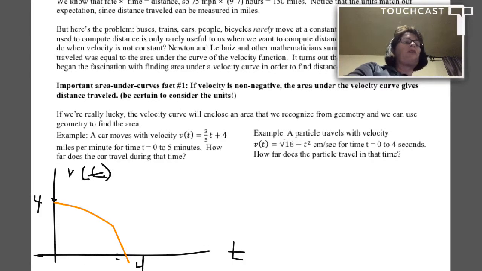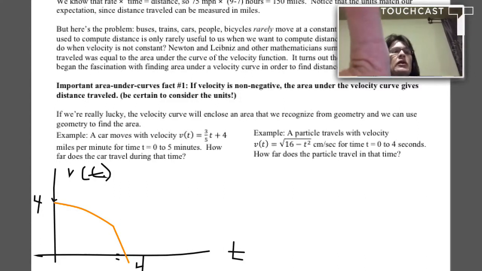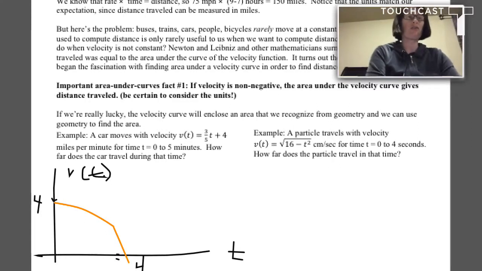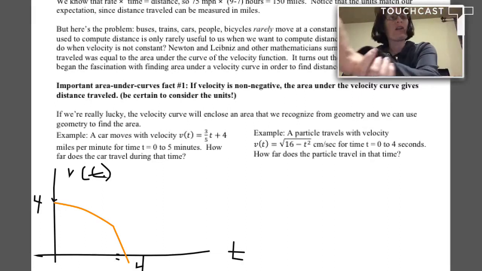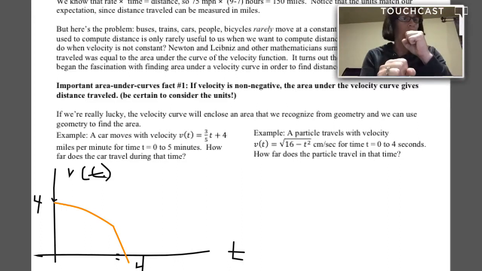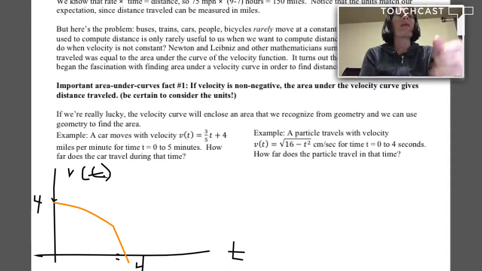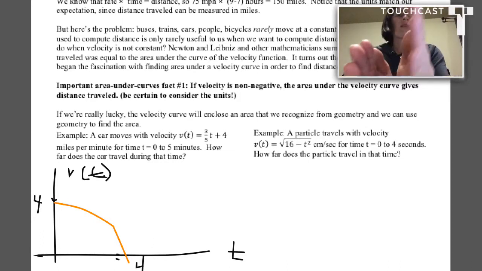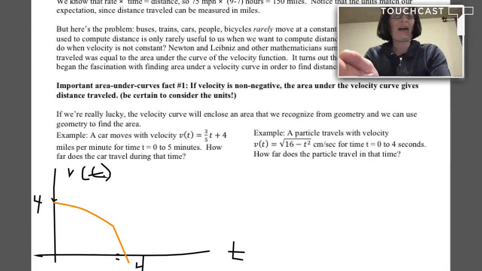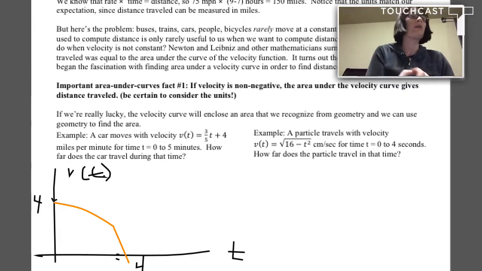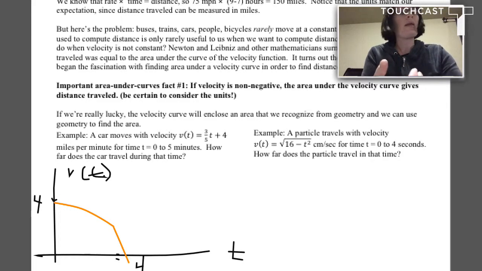We have another example now. What if my velocity is the square root of 16 minus t squared centimeters per second for time 0 to 4? So you could make a graph, like a t-chart, and look at this graph. What I'm hoping is that you'll start to recognize that this is the formula for half of a circle. That's a circle with center at the origin, radius 4. But it's only the positive half because I only have the positive square root answers. So since I'm only going to look at times from 0 to 4, what I end up with is a quarter circle. So this is the velocity.